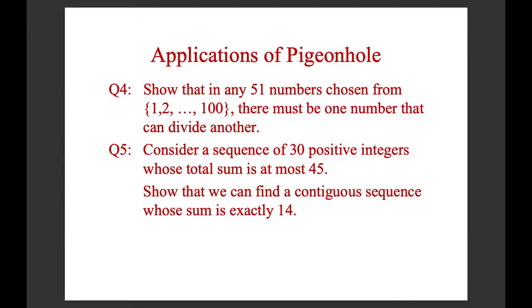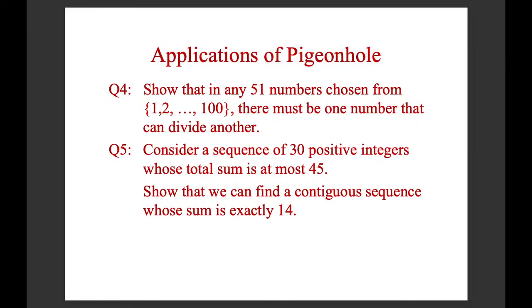For instance, if we pick the largest 50 numbers only, so 51, 52 up to 100, then we will see that nobody properly divides another number. So with just 50 numbers, it is possible that none of these numbers divides any of the others.